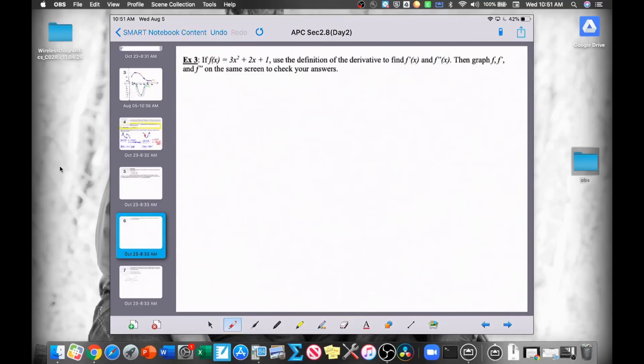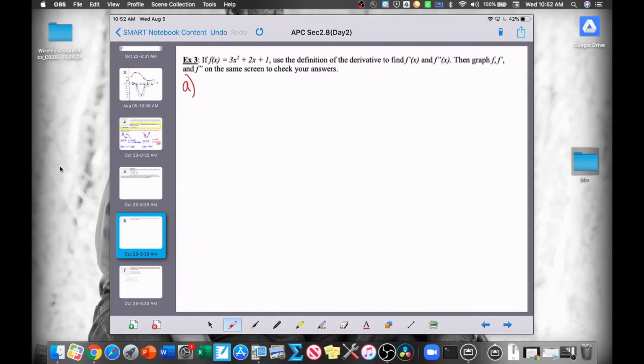Example 3 gives us a function f of x is 3x squared plus 2x plus 1. And it says use the definition of the derivative to find f prime of x, which is our first derivative, and f prime prime of x, which is our second derivative. And then they want us to graph the original function, the first derivative, and the second derivative on the same screen to check our answers.